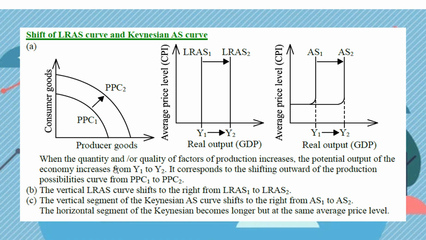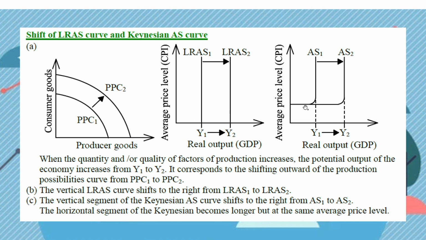There are a lot of things we talked about before, right? Technology, immigration, or whatever. Okay, the vertical LRS curve shifts to the right, and also the PPC curve shifts outwards. The vertical segment of the Keynesian AS curve also shifts to the right. But be careful, the horizontal segment of the Keynesian curve is still the same, because we don't have a model about this thing.